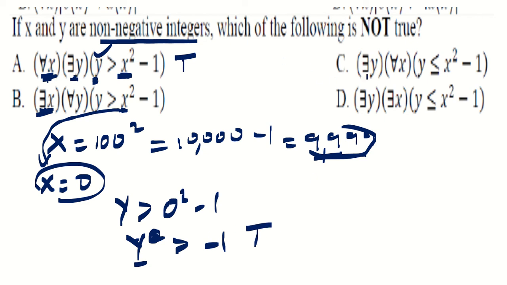When you go to C, there exists y for all x. There exists y for all x, y is less than or equal to.